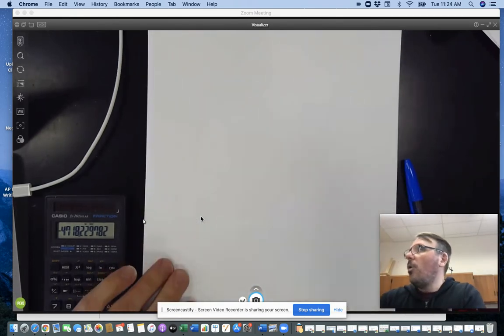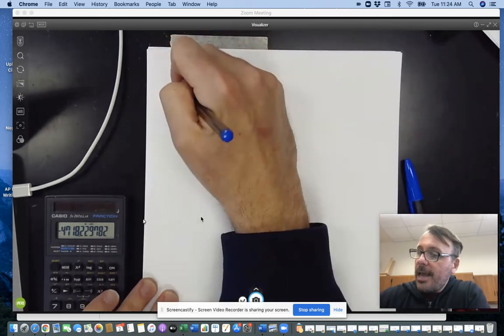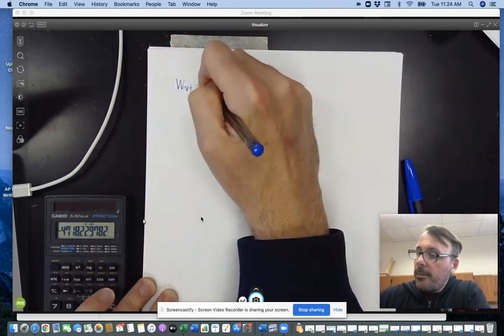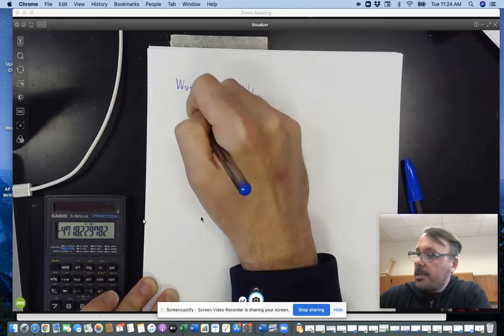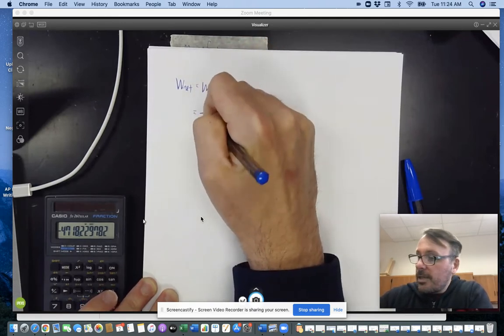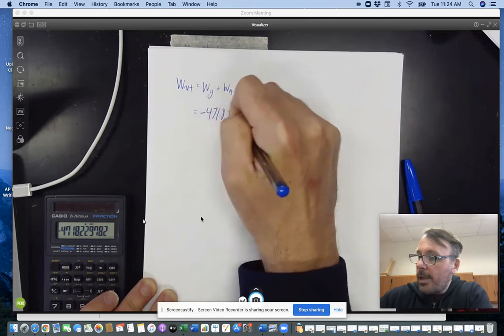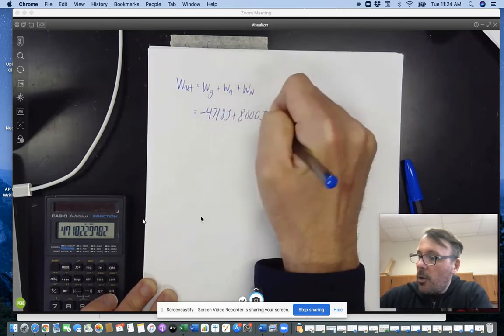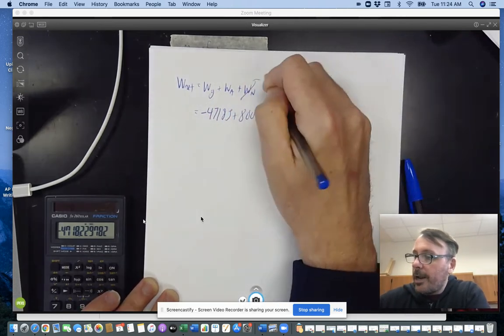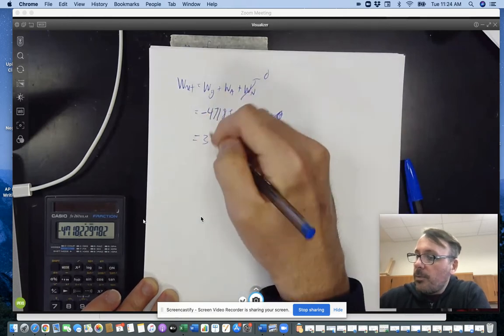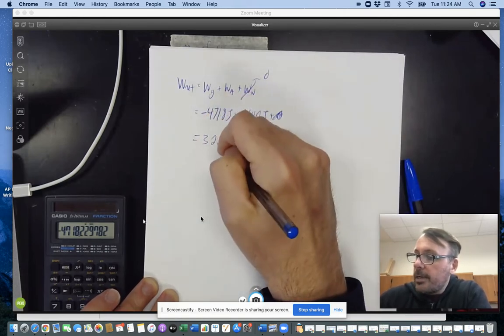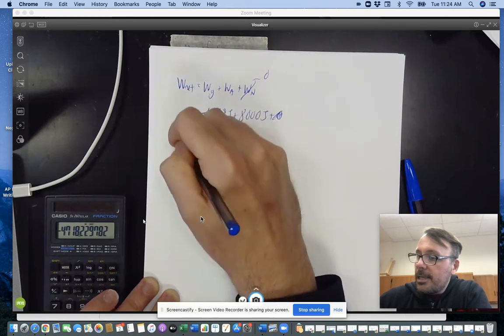I now know all the works, so I can find the net work as the work done by gravity plus the work done by the applied force plus the work done by the normal force. So the work done by gravity is negative 4718 joules. The work done by the applied force is 8,000 joules. No work is done by the normal force, or I could just zero it out up there if I didn't want to write that term down here. I've got 3,282 joules is the net work done.